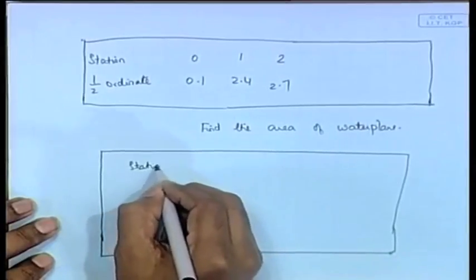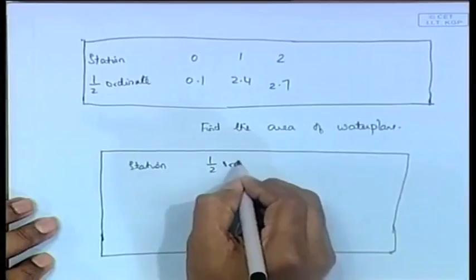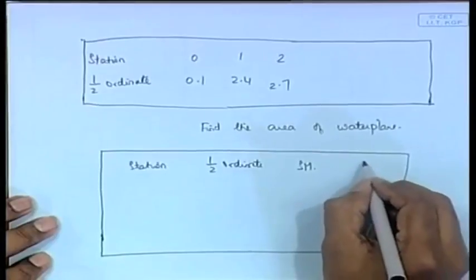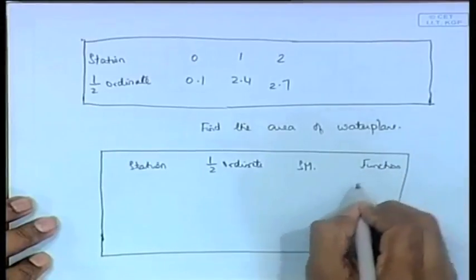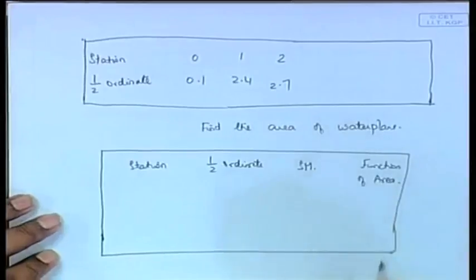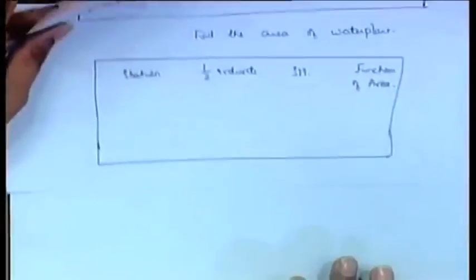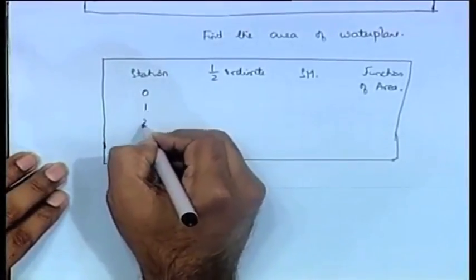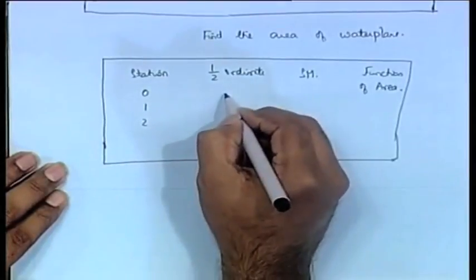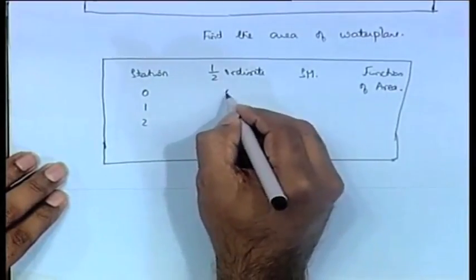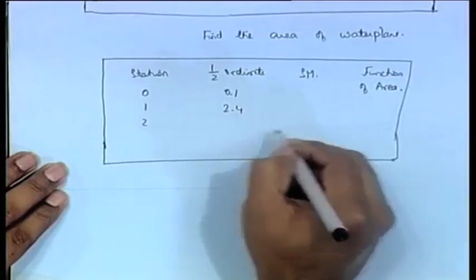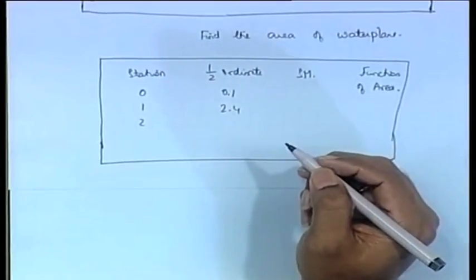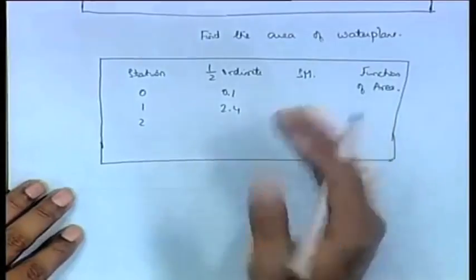Station, half ordinate, I will write SM for Simpson's multiplier, and this is the function of area. This is the way in which you make the table. You have a table with stations, and you give the half ordinates here. Now, look at the number of ordinates. In this case there are 1 2 3 4 5 6 7 ordinates.